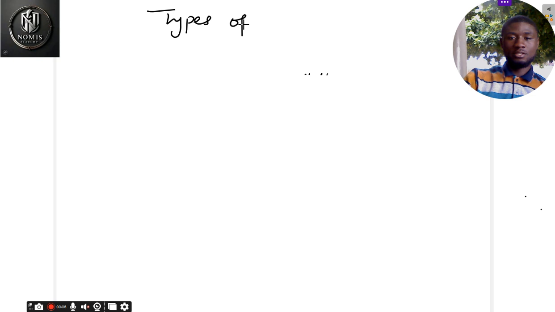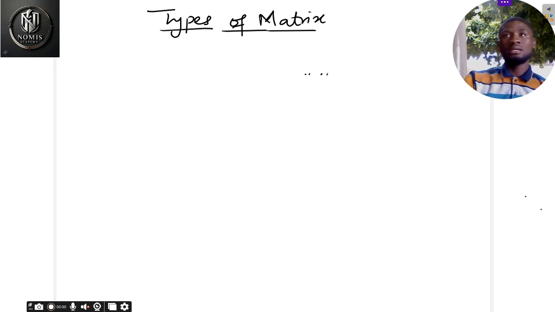So we'll continue. If you have watched our previous video, we've talked about 3 types, and in this video we're going to talk about another 5 or 6 types of matrix. Now, in the previous video we talked about row matrix, which has only one row, column matrix, which has only one column, and square matrix, which has the same number of rows and columns. So we say such is a square matrix.